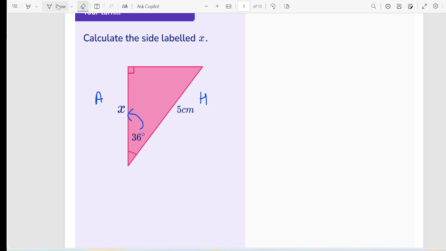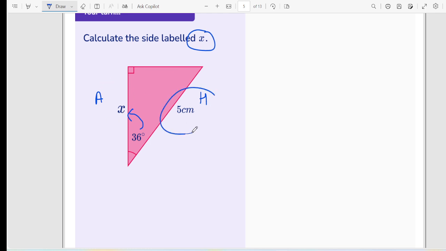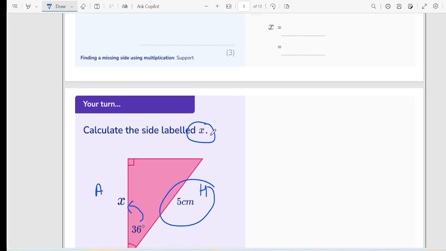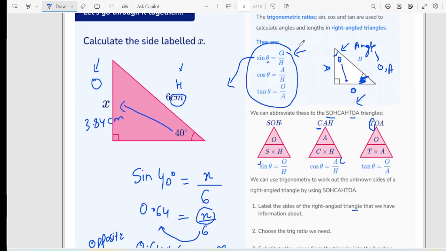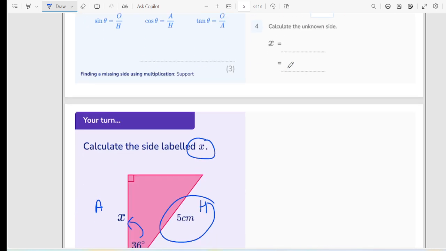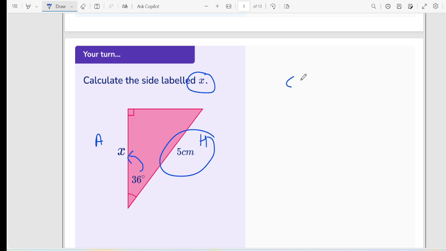We have to find the adjacent side, x, according to the question, and we are given the hypotenuse. So now we will check which ratio has A and H. If you look at these three, AH is in cos theta. Cos theta is equal to A over H. So I can use cos theta equals adjacent over hypotenuse.